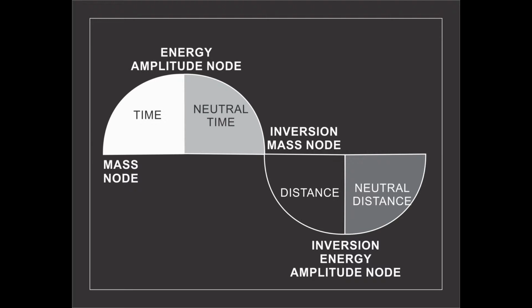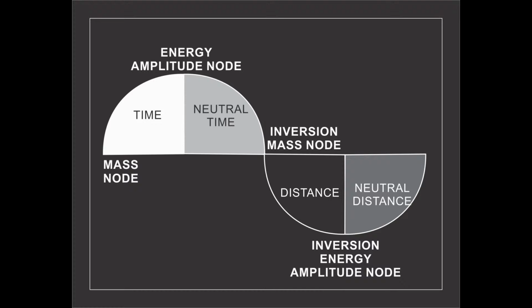The nodes of the sine wave are defined as the mass node and the inversion mass node, where inversion mass is an energy state. The amplitudes of the sine wave are defined as the energy amplitude node and the inversion energy amplitude node, where inversion energy is a mass state.